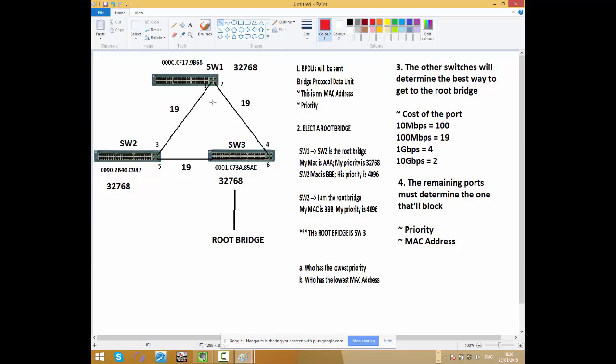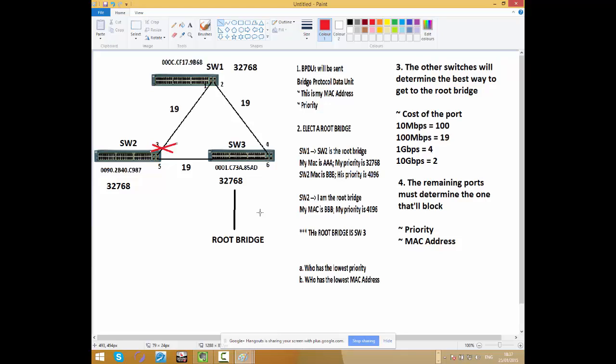So, switch 2 has to say, okay, I lose this time, so I have to block this one. So, it's not going to shut the port down. The port will still be blinking. If you go to look at the LED light, it will still be blinking. It's not going to shut it down. It's just going to put a software block on it.